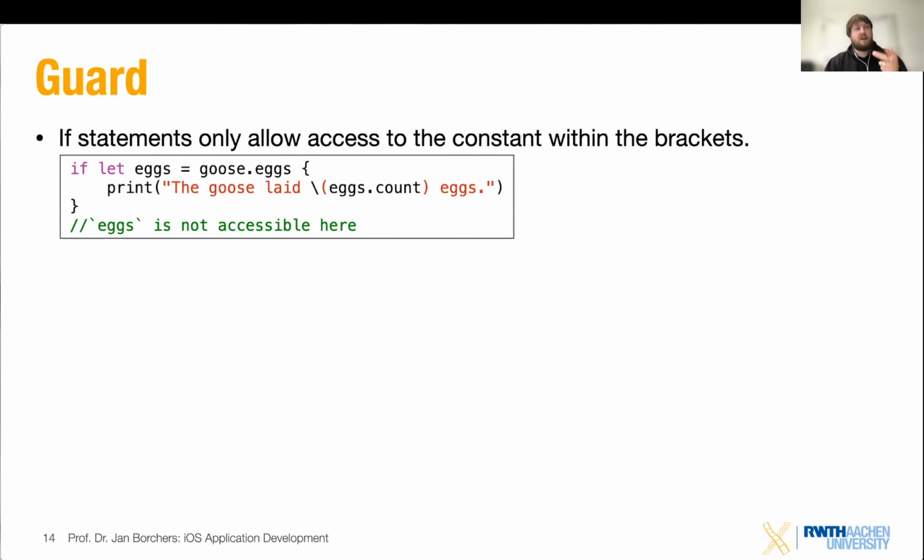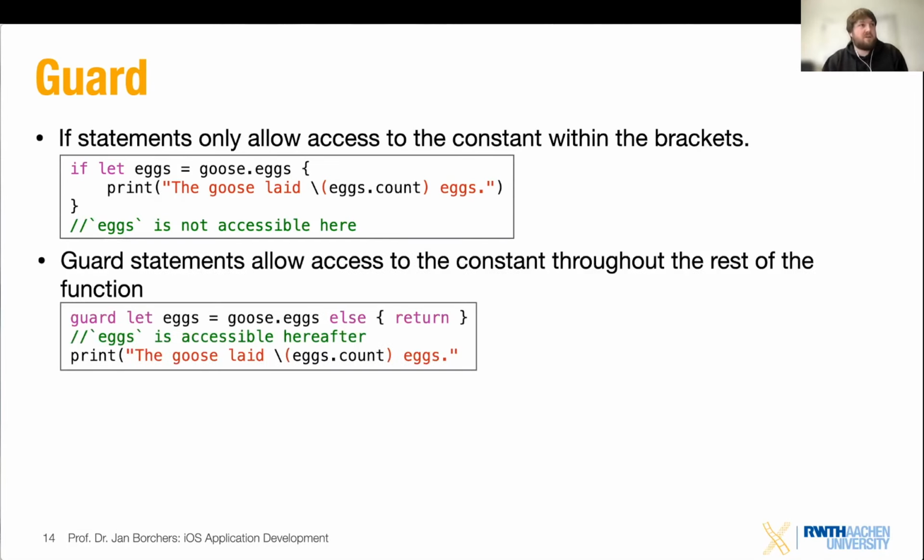But for the guard statement, it is the other way around. First you have your guard statement where you try to assign something or check something. And if that's not possible, if you can't assign it or there's something wrong, then you immediately return. So the compiler then knows that the x constant will be available afterwards. You don't need that indentation, and you don't need to check it anymore. You know that afterwards it is there and that it has worked.